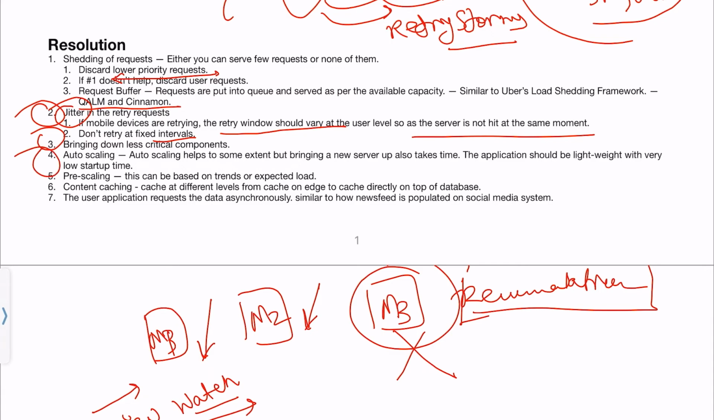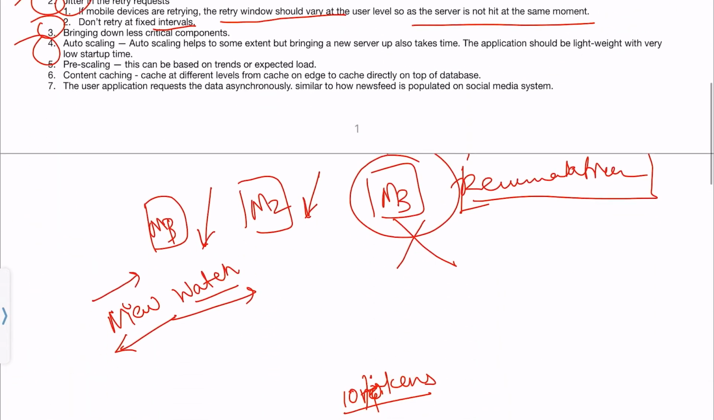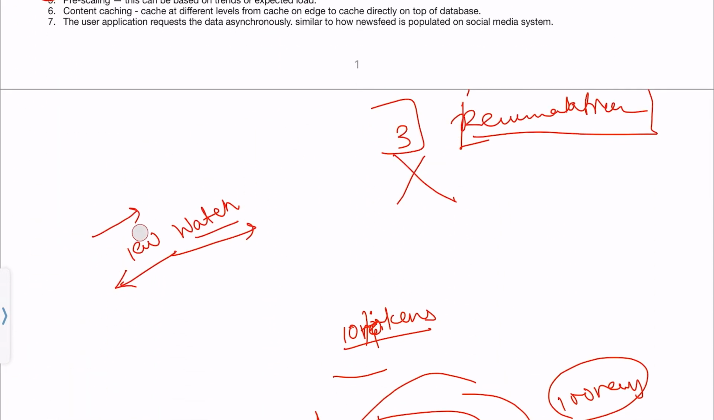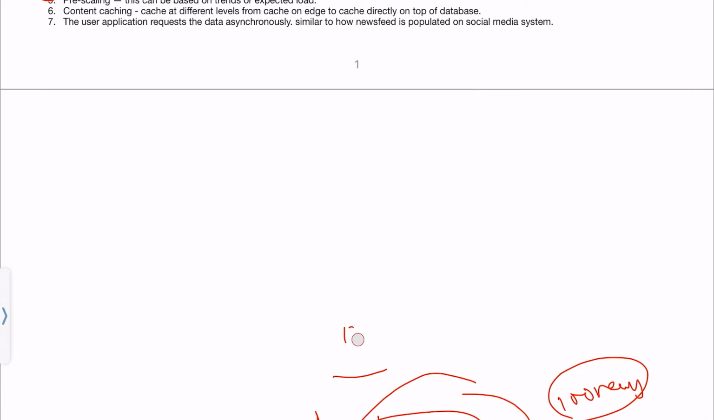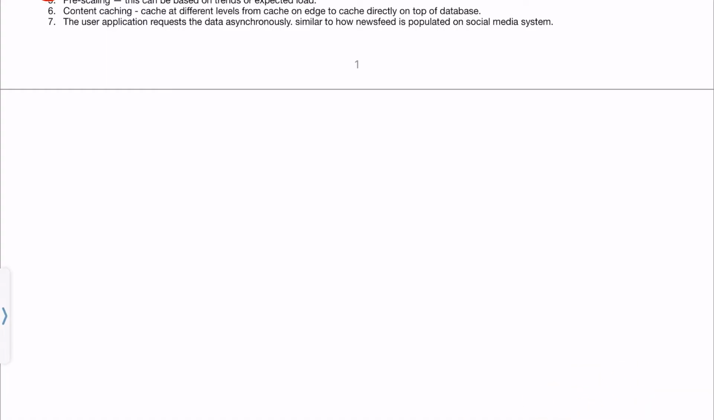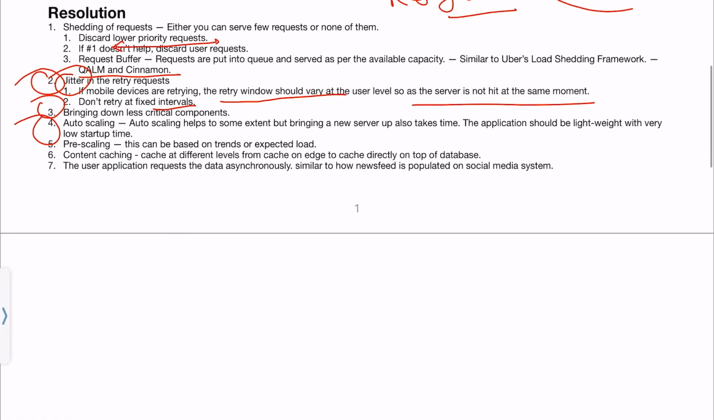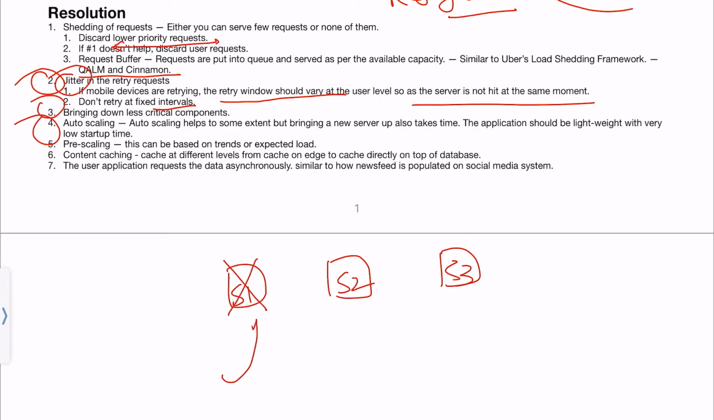Another thing, auto scaling. When we started the discussion, there were three servers, and since the overload happened on one of the servers, the requests shifted to another server as well. Now the idea here is, if there are three servers in the system and one goes down, it should be automatically replaced. If this is the first time you are hearing about this concept, auto scaling means the servers available in a particular cluster are automatically scaled.